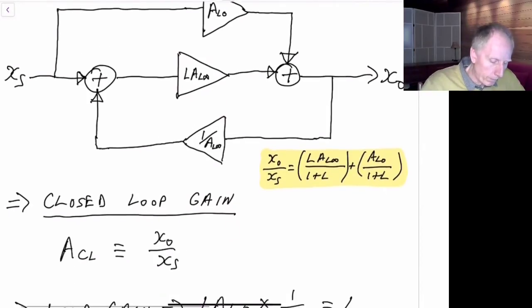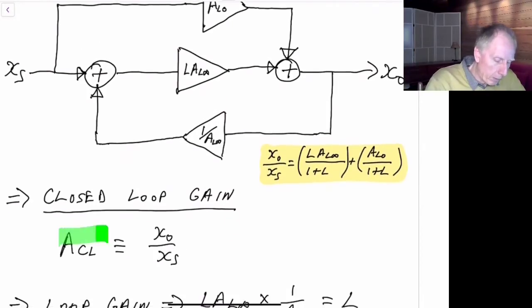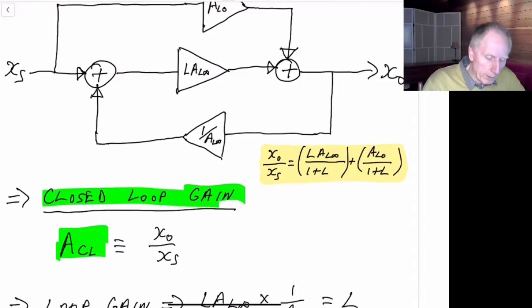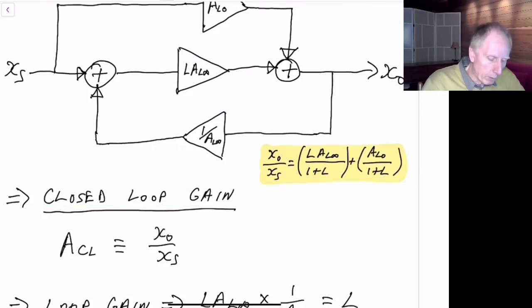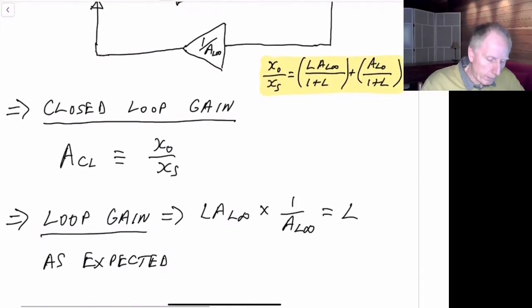So now, this gives us a method to find our closed loop gain of a system. Remember, our goal is not to find the closed loop gain with this block diagram, but to find the closed loop gain of a circuit, a transistor level circuit. So we have that the closed loop gain is now given by this formula.